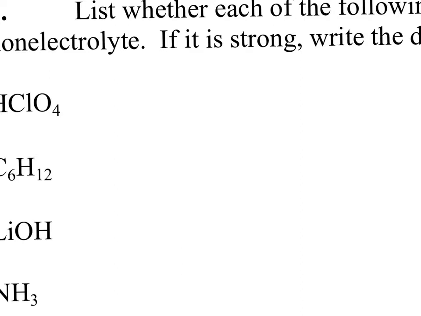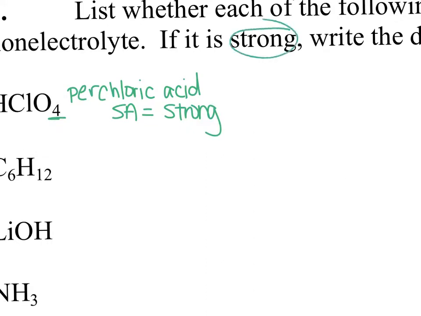All right. To start us off, we have HClO4. Is it an acid or is it something else? It is an acid. What is ClO4? Perchlorate. Since it's -ate, we say -ic acid. So this is going to be perchloric acid. Is this a strong acid or a weak acid? Strong, because we have two or more oxygens than hydrogens. So this is a strong acid, and therefore it is a strong electrolyte. That's what it's asking.